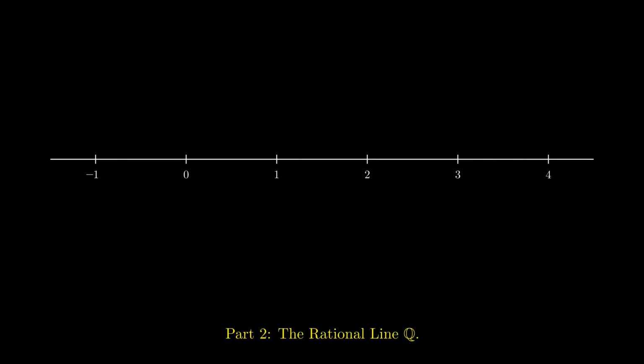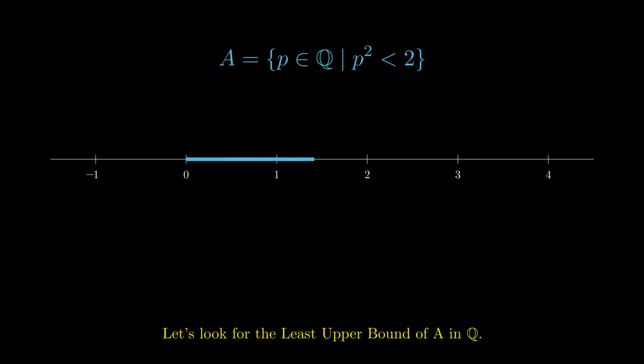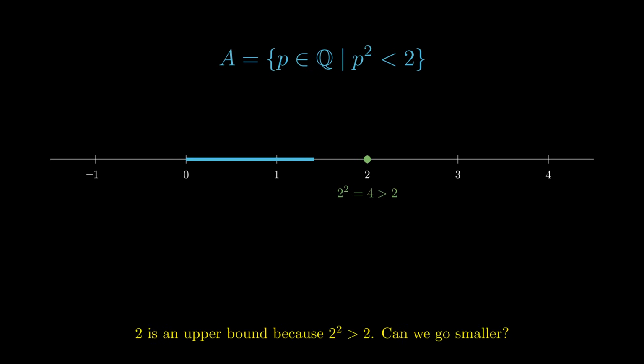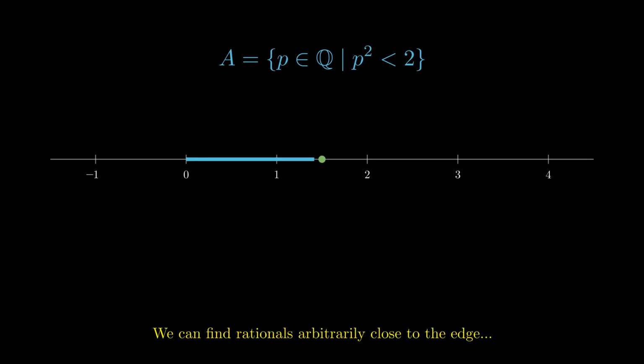Now that we have the intuition, let's apply this logic to our broken rational line from the previous video. Consider set A. This set contains all positive rational numbers whose square is less than 2. We want to find the least upper bound of this set. Let's test some numbers. 2 is an upper bound because 2 squared is 4, which is bigger than 2. That's too big. 1.5 is an upper bound. Its square is 2.25, still too big.